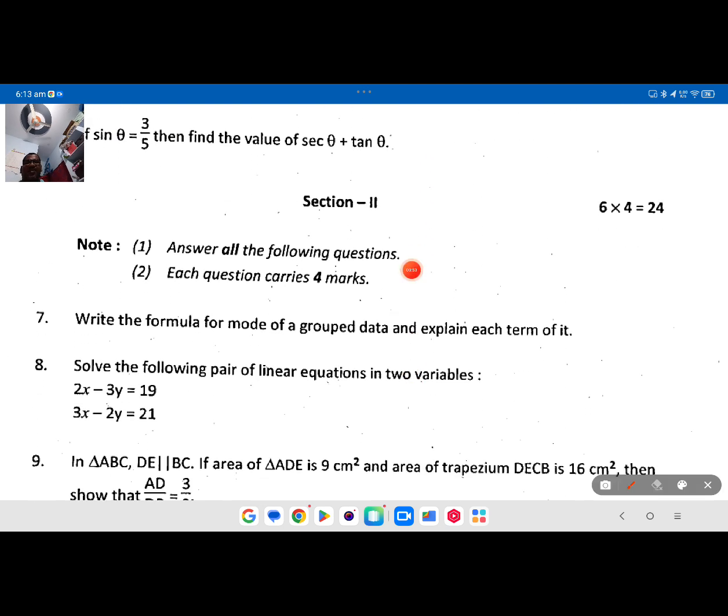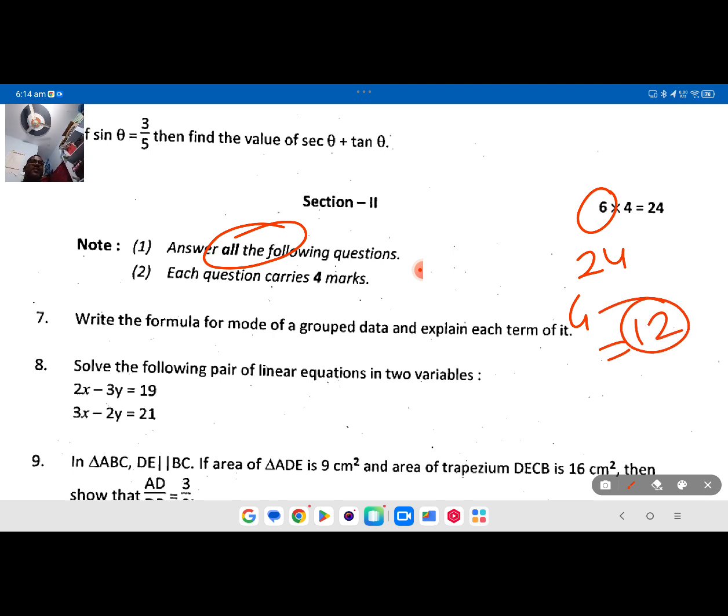Section 2 also we have to attempt all the questions. Every question carries 4 marks, so total 24 marks. If you attempt all the questions just by writing the given data and formula, you'll get 2 marks each. 6 to 12 marks are compulsory, maximum 12 marks, minimum 6 marks. 6 to 12 marks are guaranteed when you simply write the given data and the formula.